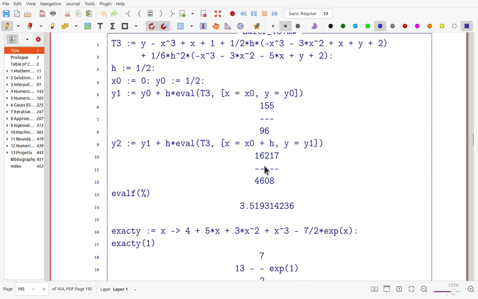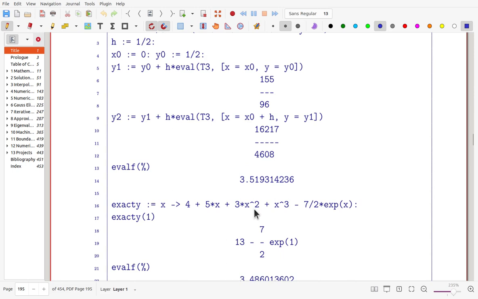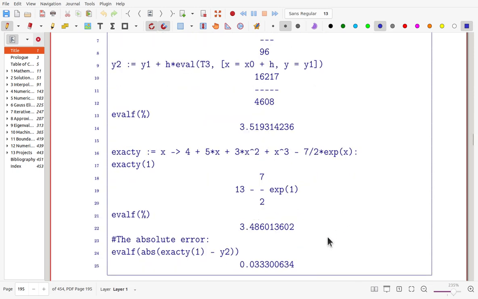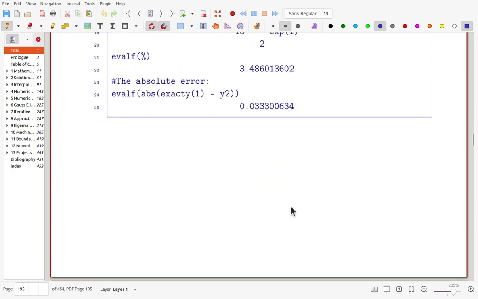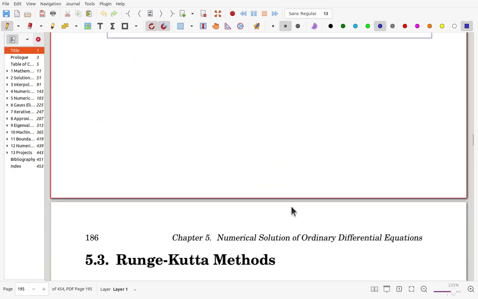Now its numeric value is given in this way, and with the exact solution we can measure the difference, and we can see here it is 0.03. You can see that this third order approximation is much better than the first order Euler method. Okay, that's the end of the section. Thank you.